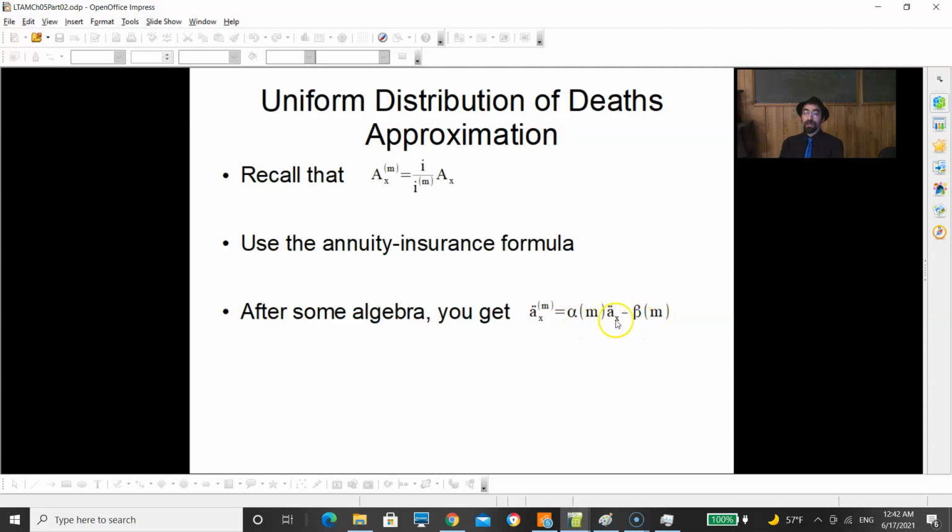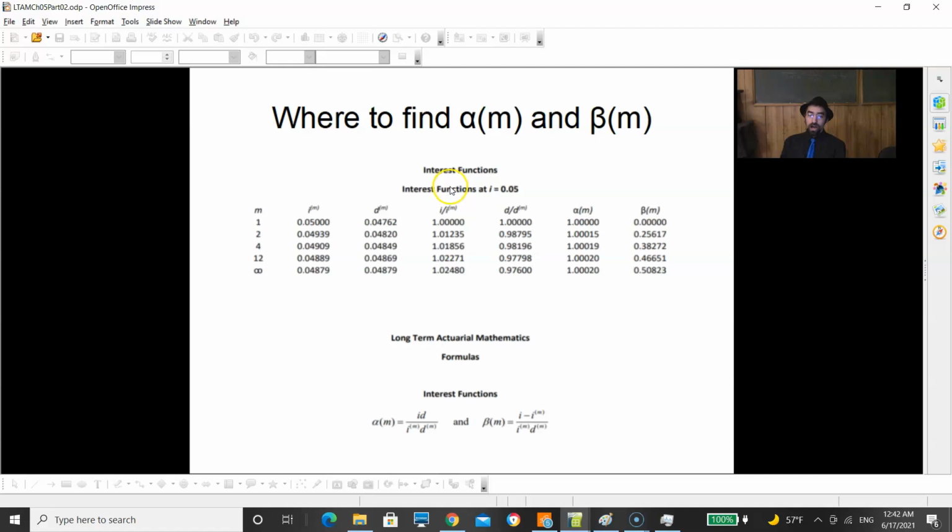These alpha m and beta m are called interest functions, and you can find them on page 6 of your tables. If you look for common values of m, they give you the values. If they give you a weird value of m, like 3, say it's 3 times a year, you can use these right here.